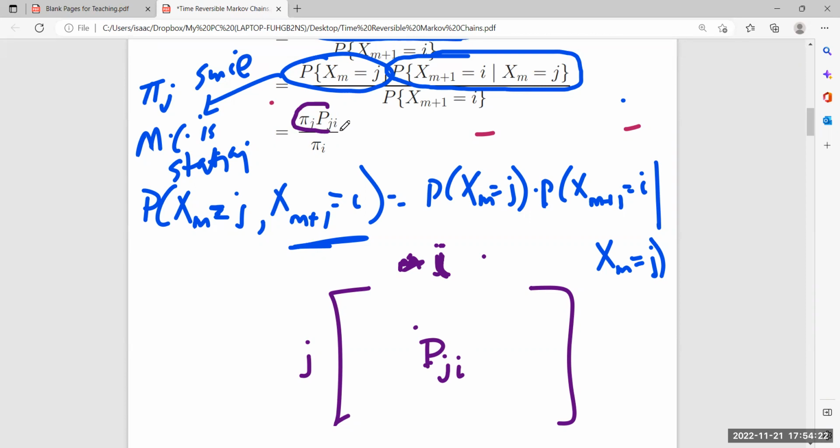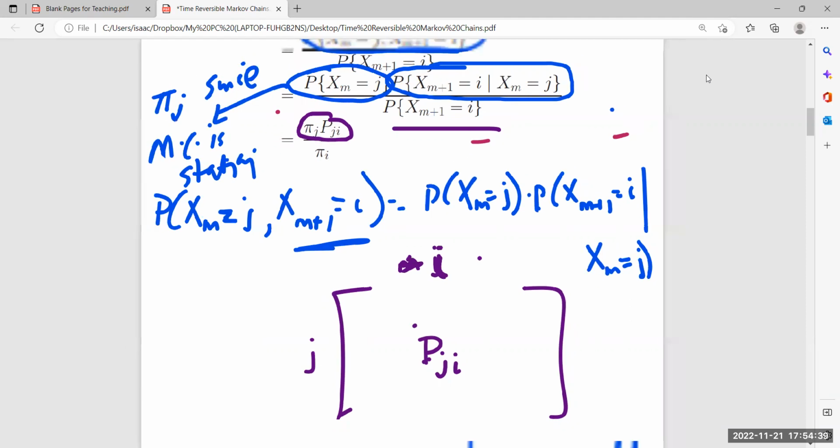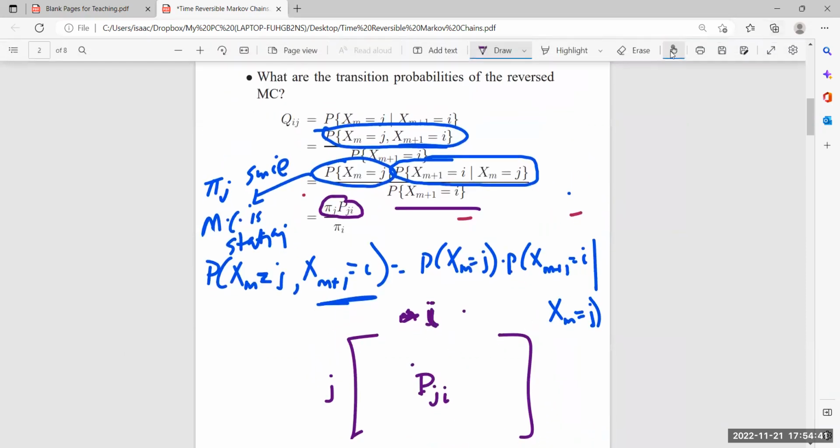So we have the numerator at the top, and the denominator says that the probability that Xm+1 equal to i is simply pi i, because again, the Markov chain is stationary. So far, what do we have? So far, we have this.